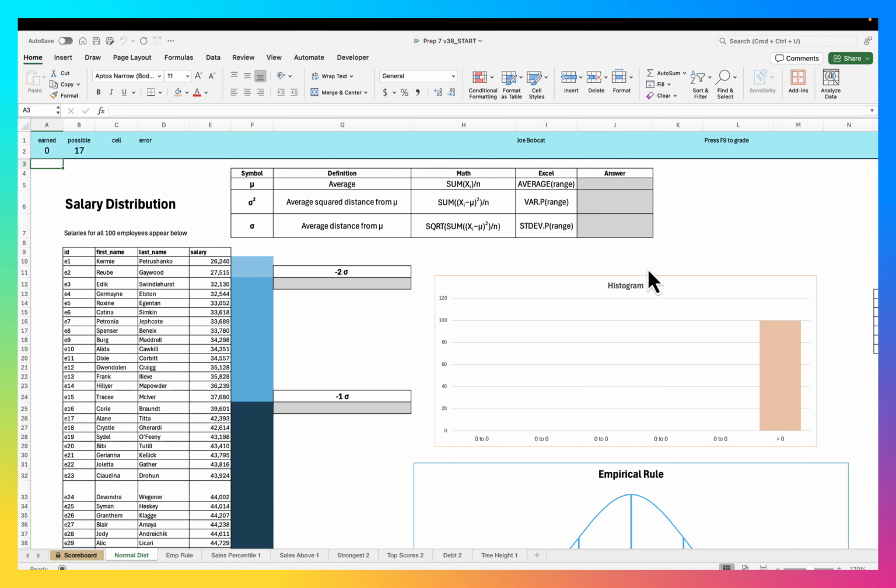Well, hello everyone, and welcome to Prep 8. In this assignment, we're going to study the normal distribution and all the wonderful things about it. So we'd like to begin with an example.